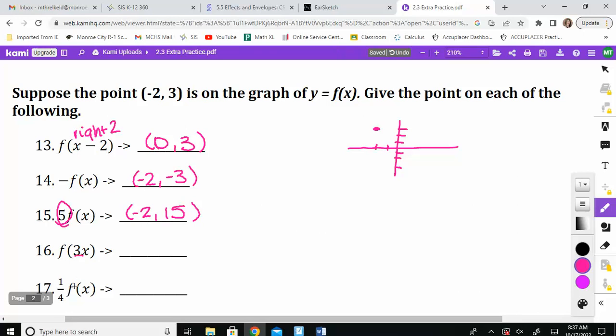The 3 on the inside, what does that do? It changes your x but does the opposite. So I'm going to divide my x by 3. So it becomes -2/3, 3.